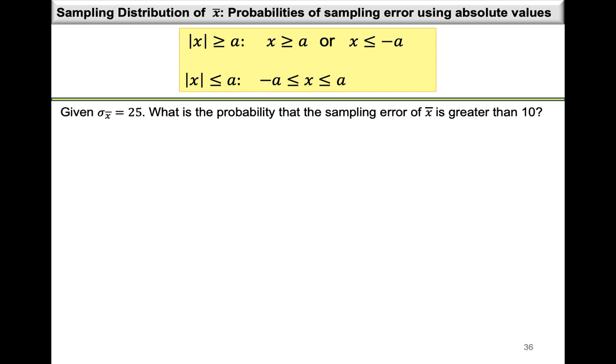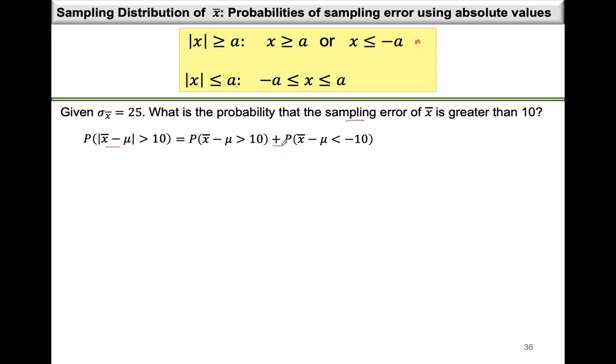Here we're given that sigma X bar is equal to 25. What is the probability that the sampling error of X bar is greater than 10? We need to remember that the sampling error is the absolute difference between X bar and mu. So we need to find the probability of the absolute difference between X bar and mu being greater than 10. Here we're going to make use of the first relationship. So this is equal to the probability that X bar minus mu will be greater than 10 plus the probability of X bar minus mu being less than -10.